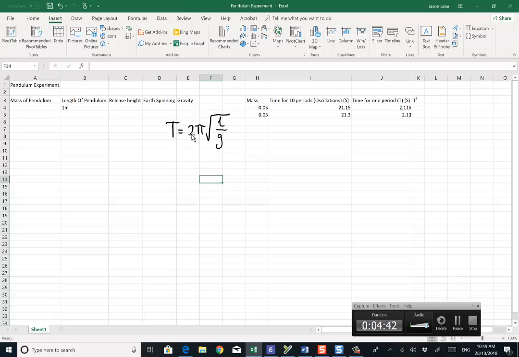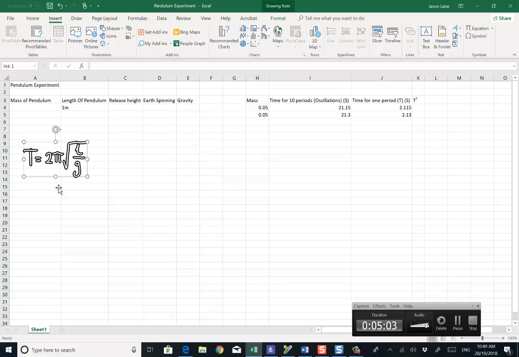So we've got period equals 2 pi times the square root of the length of the pendulum divided by the value for acceleration due to gravity. So on Earth we think, and we know, it's 9.80 meters per second squared, but we know about variance because of other contributing factors. So we're going to have a look at that shortly.